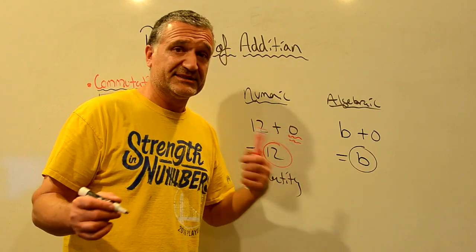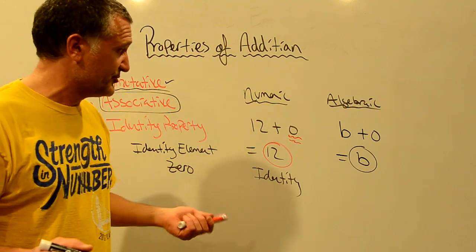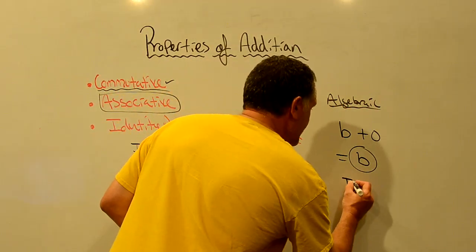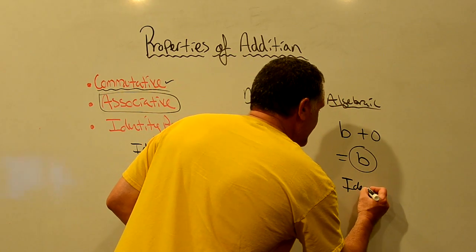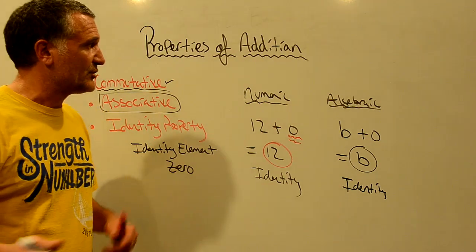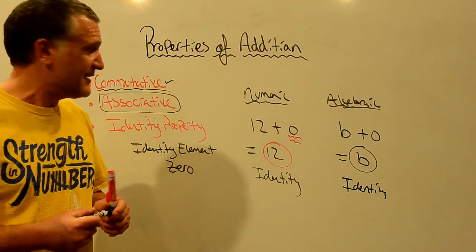Okay? So B plus 0 is definitely equal to B. This is 12 plus 0 is equal to 12. And that again is an example of an identity property of addition.